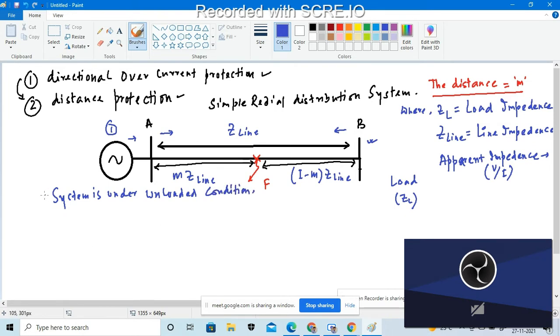If the system is under unloaded condition, then what will be the current? There will be no flow of current, is it or not? Tell me. Yes, sir. Okay, so for that case I is equal to 0. If the load is not connected at the sending end, what is the need of the current? So I is equal to 0, and for that case the apparent impedance seen by the relay will be infinite.